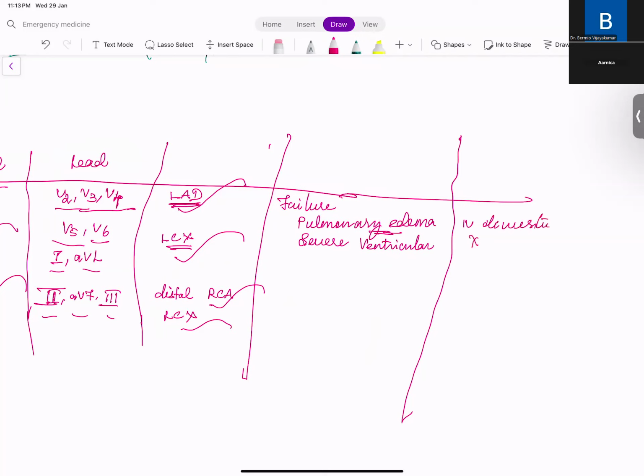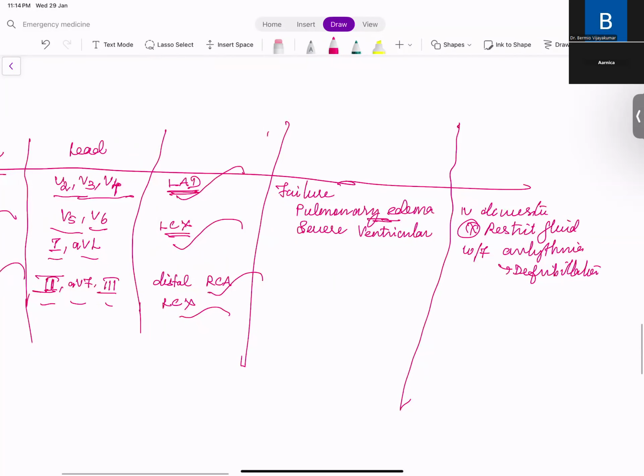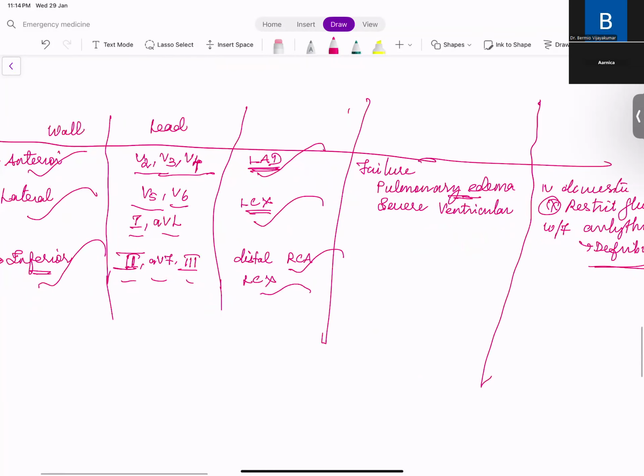Similarly, we should restrict fluids in anterior wall MI. Don't give fluids liberally because the chance of pulmonary edema is more. Then we should watch for any arrhythmias, mainly ventricular arrhythmia. So we should always keep our defibrillator ready and the monitor should always be running. Okay. The point why we are having an ICCU, coronary care unit, is to identify these arrhythmias in the first 48 hours. After 48 hours, that risk is reduced.